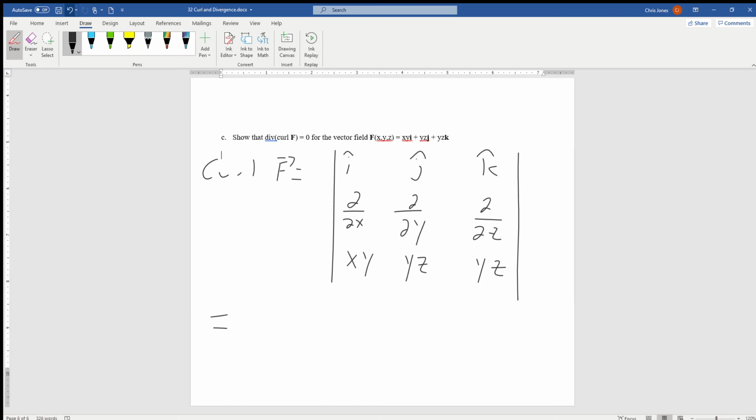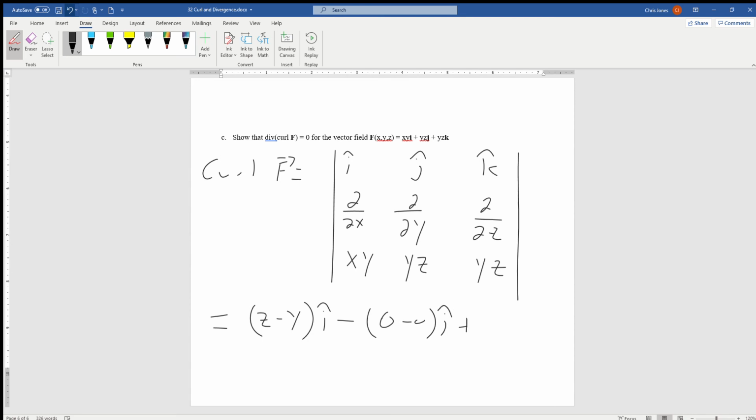Now let's just compute this really quickly, because we've already seen three other examples of how to compute our curl. So we cover up our i, we take the partial with respect to y of yz, which is z. The partial with respect to z of yz is going to be y. So that's y minus z i. Minus, we cover up the j column. Partial with respect to x of yz is 0. Partial with respect to z of xy is 0.